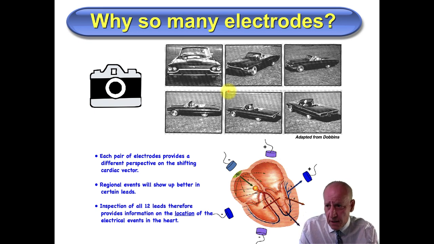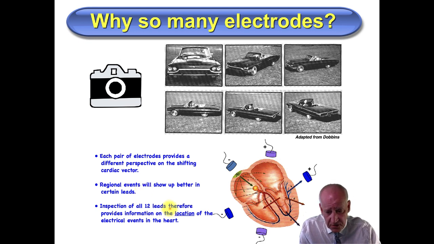The reason is we can view the heart from 12 different vantage points because each pair of electrodes provides a different perspective on the shifting cardiac vector over the course of the cardiac cycle. And recall, because the lead axis records the cardiac vector best when it is perfectly parallel to the lead axis, the regional events will show up best in certain leads, right? Because they are going to be more or less aligned with the cardiac vector at that point in time.